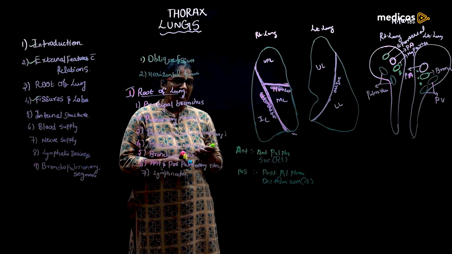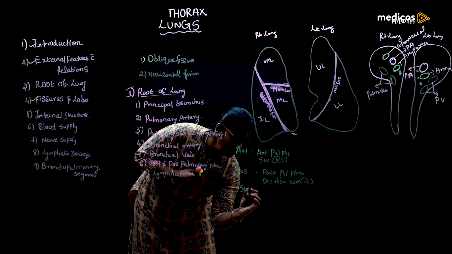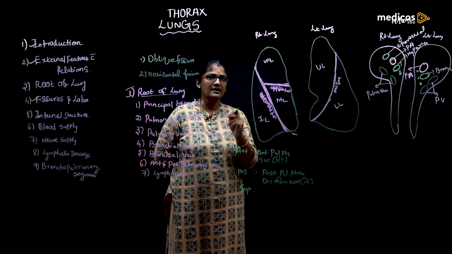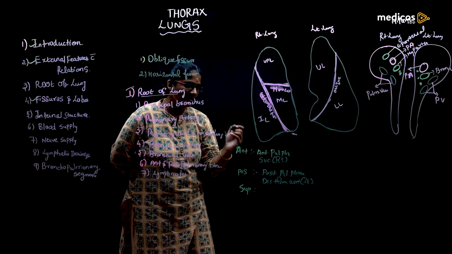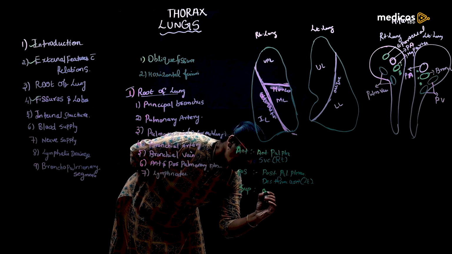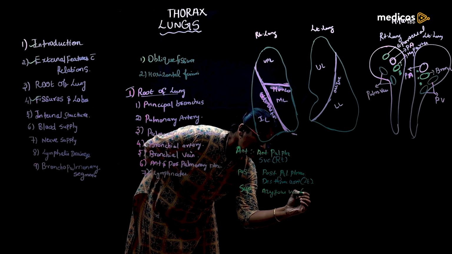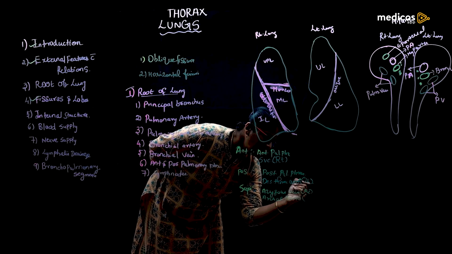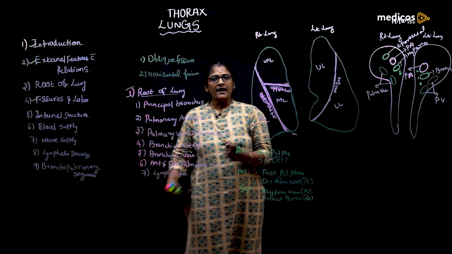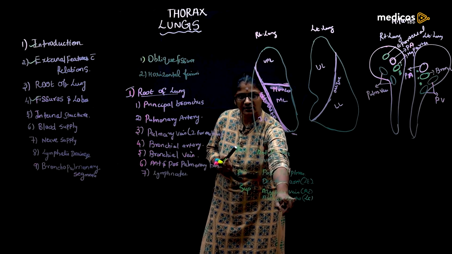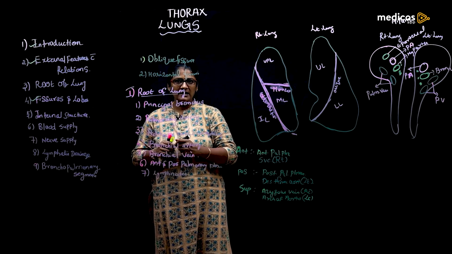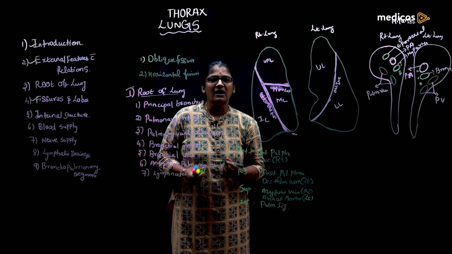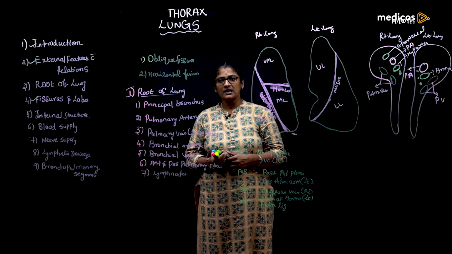Now the superior relation and the inferior relation. Superiorly, the root of the lung will be arched by the azygos vein on the right side, and on the left side by the arch of aorta. We have already seen this in the medial surface relations: on the left side the root of lung will be arched by the arch of aorta, but on the right side by the azygos vein. Finally, the inferior relation of both lungs will be the pulmonary ligament. We have discussed the pulmonary ligament in detail in the pleura class. So inferiorly it is related to the pulmonary ligament.